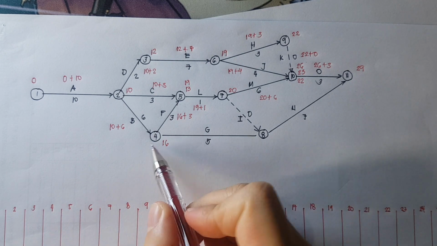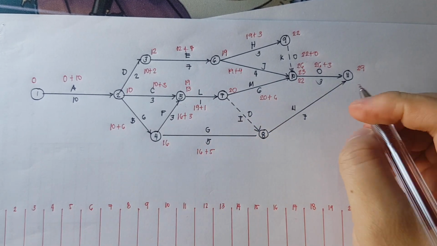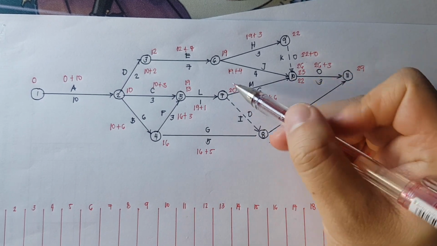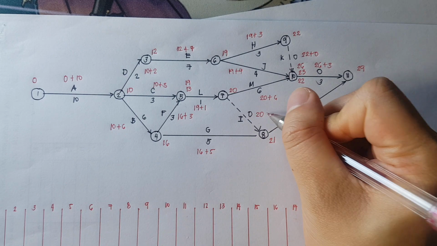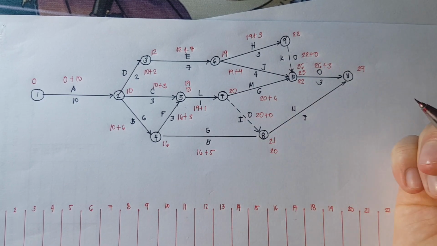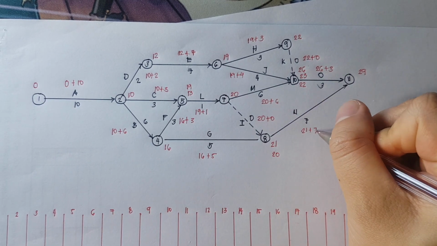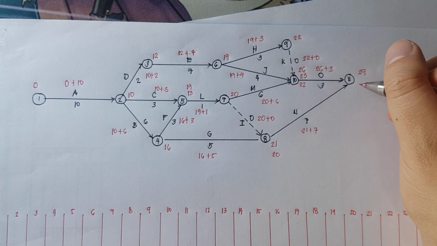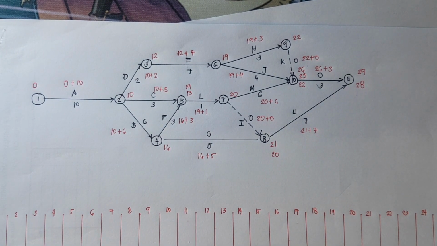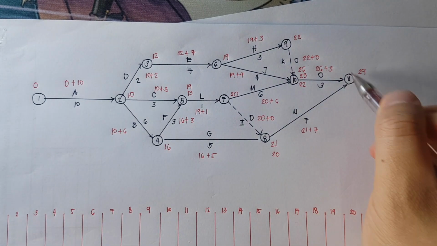Okay, let's continue. 4 to 8. 16 plus 5, that is 21. 20 plus 0, that is 20. Therefore, we're going to adopt 21, being the highest. 21 plus 7, that is 28. Therefore, the duration of our project is 28 days.